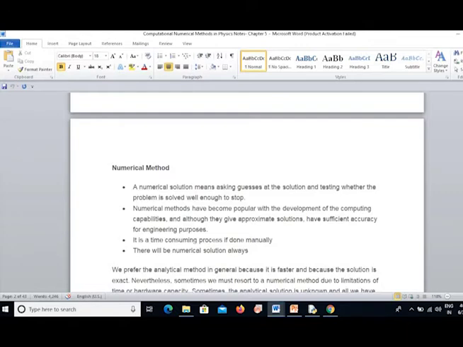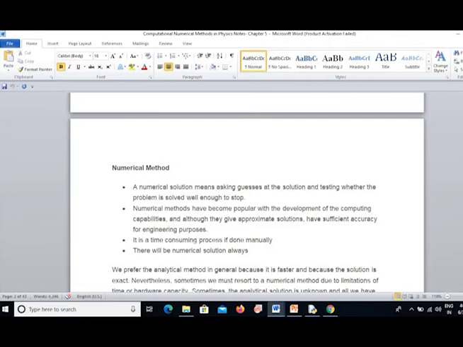Numerical method has become popular with the development of computing capabilities. And I've already mentioned it is very important, it gives only the approximate solution with sufficient accuracy. And it is a very time consuming process if done manually. For any sort of problem, we'll always have one or another numerical solution. And our result will always be in the form of numbers.